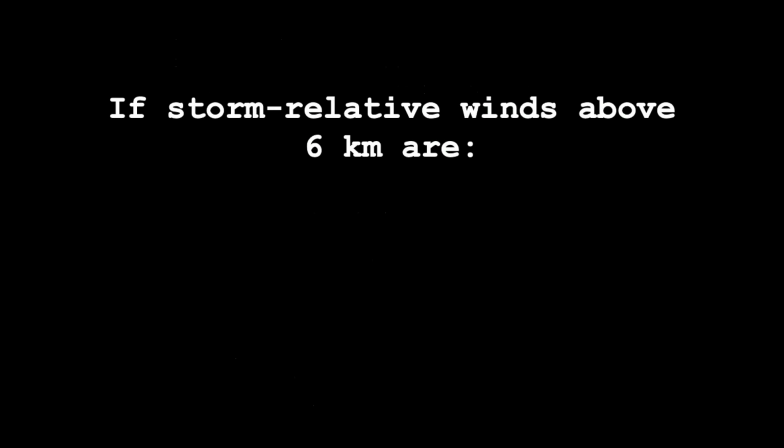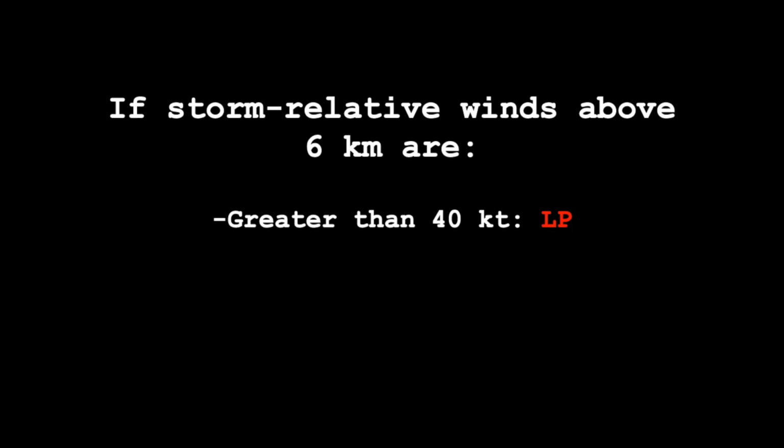For this technique, we're looking at the winds above 6 kilometers off the surface. If the majority of the storm relative winds above 6 kilometers are greater than 40 knots, low precipitation supercells will be favored because those stronger winds aloft are venting the precipitation much farther away from the updraft, making the updraft and its features much more visible.